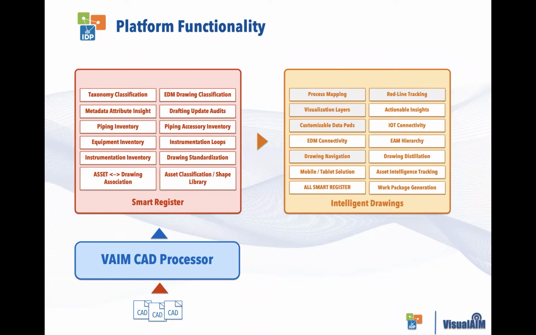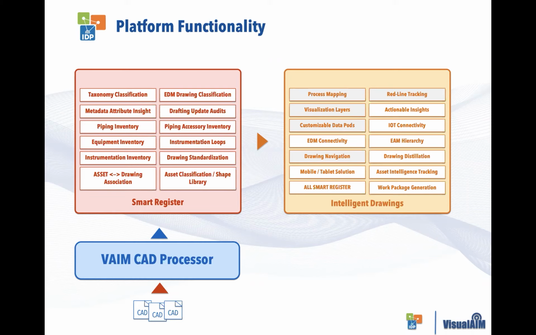And the EDM drawing classification at the top is really understanding, looking at title block information, understanding what type of drawing we're looking at. Is this a piping and instrumentation diagram? Is it an isometric? Is it a one-line diagram or a marshalling panel diagram? So we can understand that information as well and organize the inventory of the drawings.